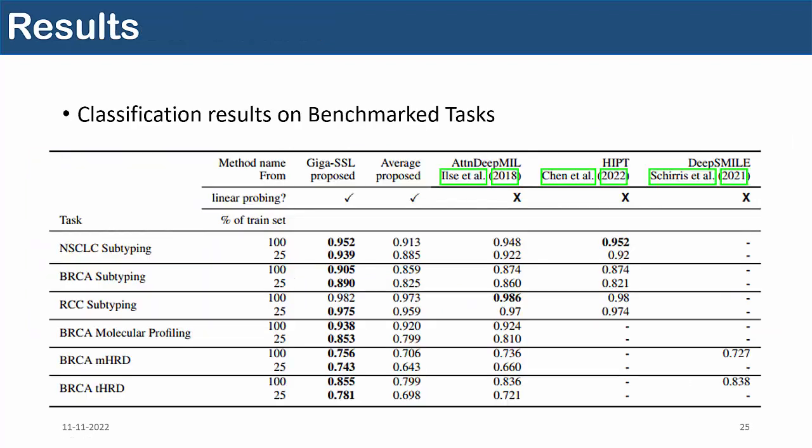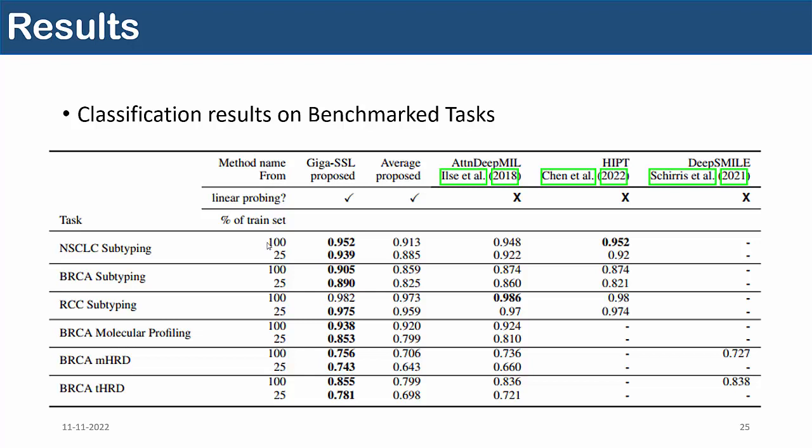The results shown by the authors are very promising as well, because this is the Gigapixel approach they have proposed, and for the different kinds of datasets they worked on, they got better results in almost every one except for RCC subtyping.